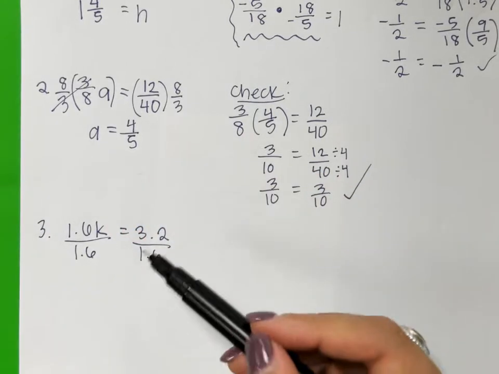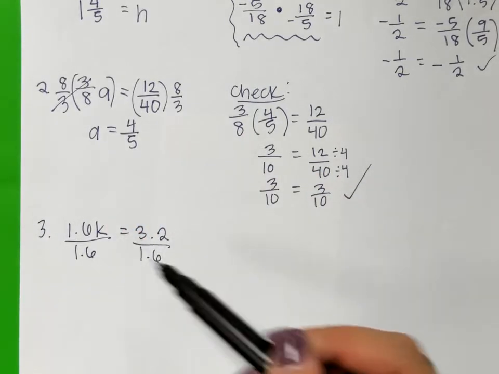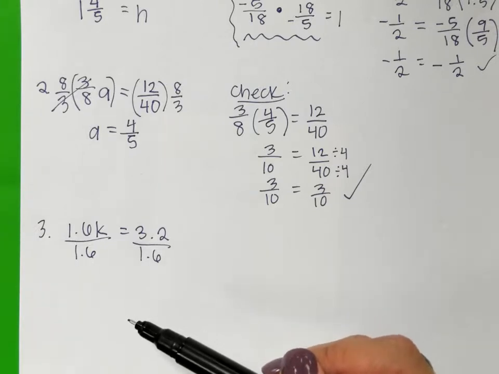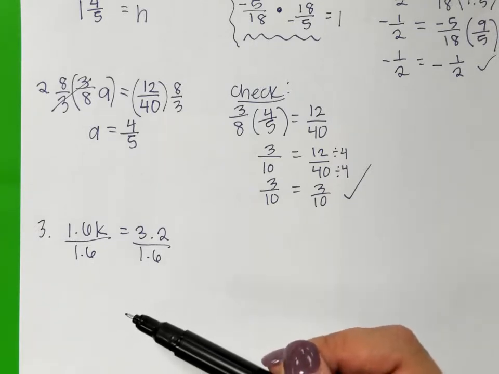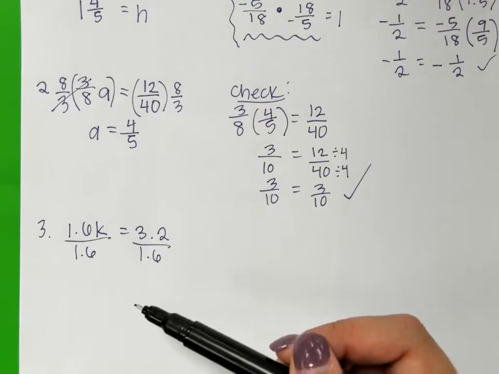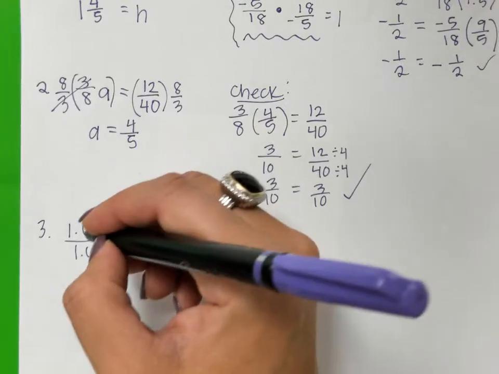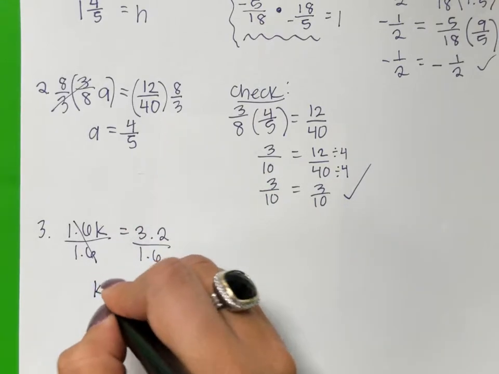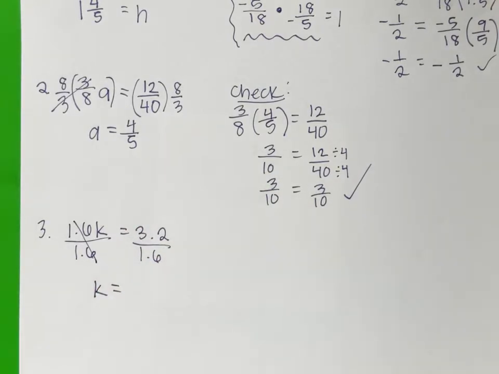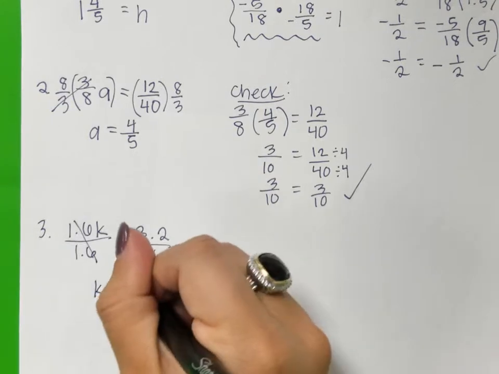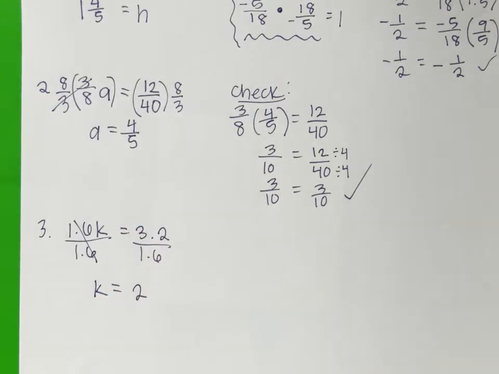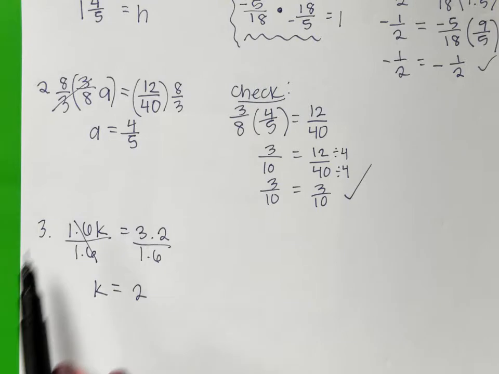So this is exactly like we did yesterday. My decimals change nothing. I still solve it exactly like a normal equation. It's just decimals instead of whole numbers. So I want my 1.6's to cancel, so that leaves me a k. And then what's 3.2 divided by 1.6? 2. So k is equal to 2. Roman, write this down.